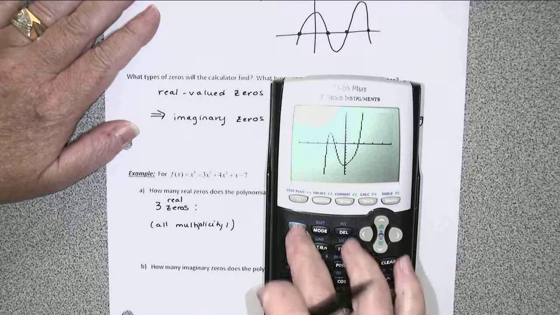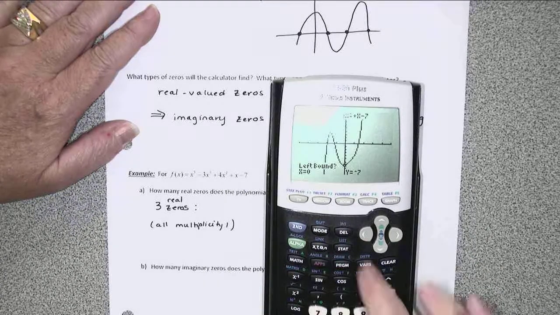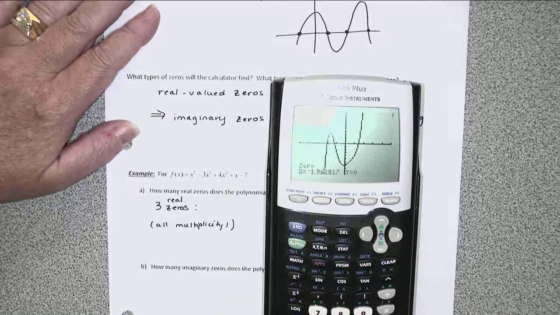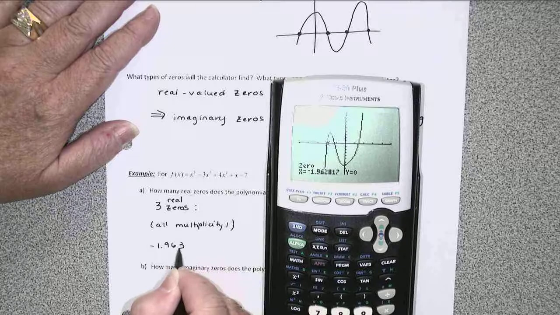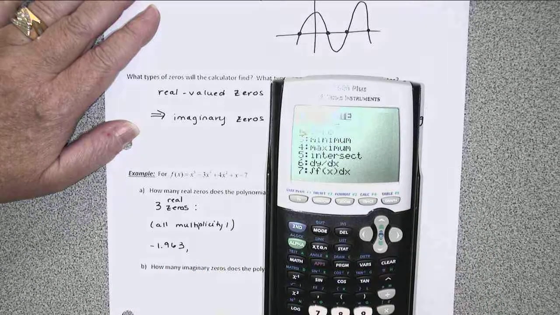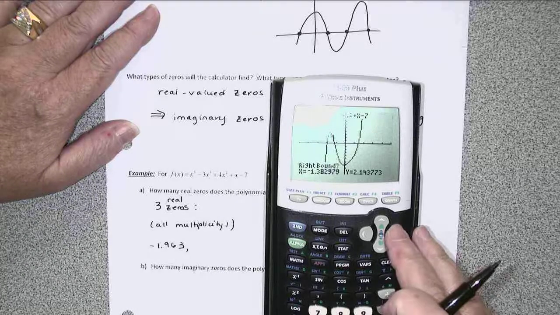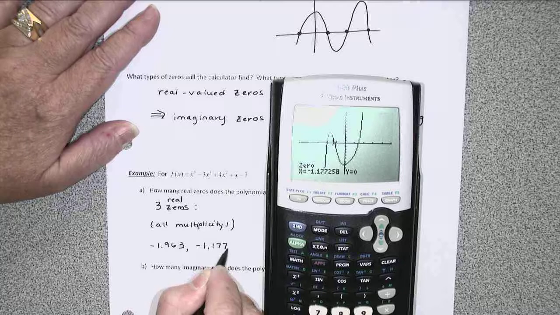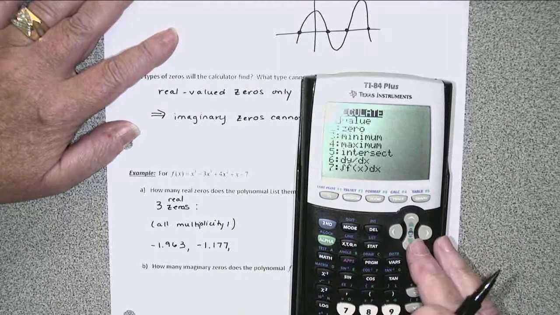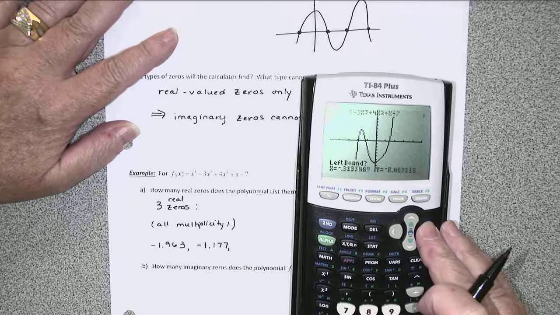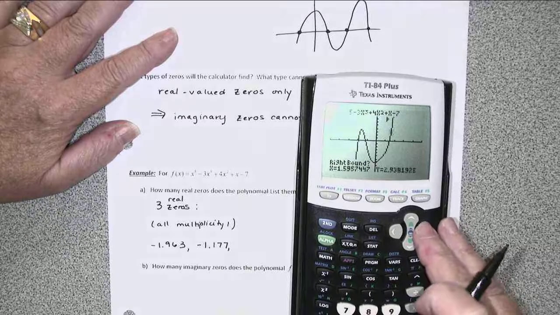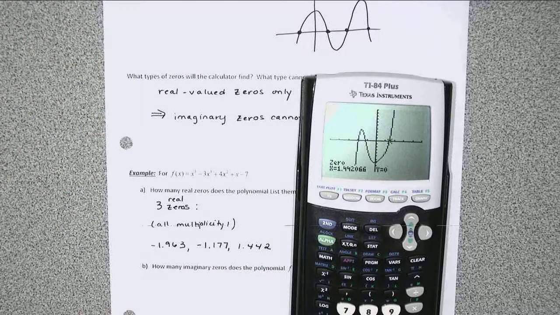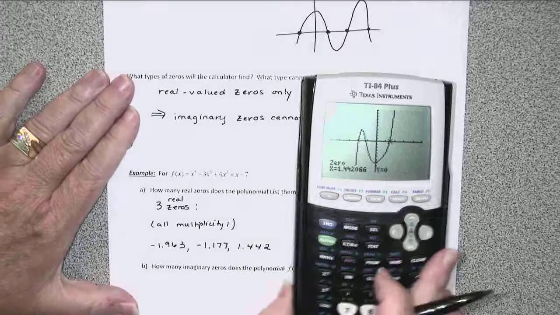If I go to my second calc and find my zeros, we'll work from left to right. I'm going to go for the first one here first, over to the left. And it's about negative 1.963 if we keep 3 decimal places. I'll do it again. We'll go with this next one. That one's about negative 1.177. And then the last one. Looks like 1.442. Those, of course, are all approximations. We've rounded them. They don't have nice, perfect fractional values. But there are the 3 real zeros that I can find on the calculator.